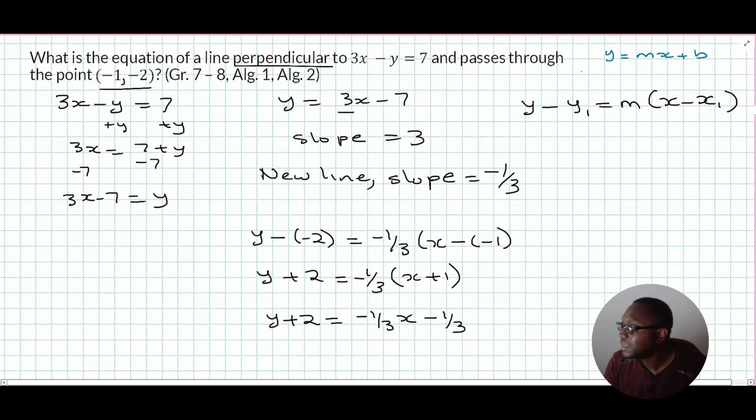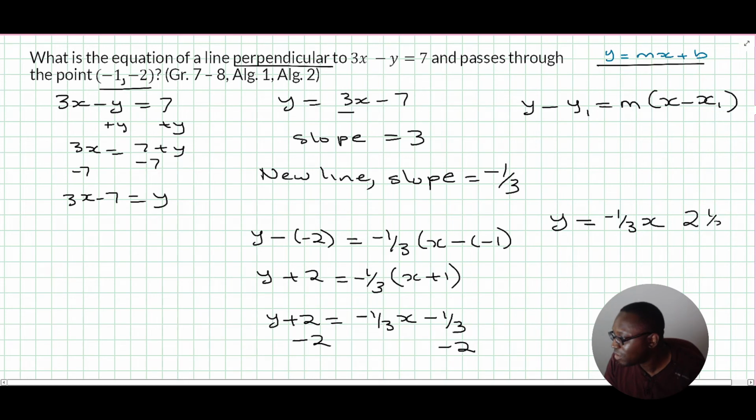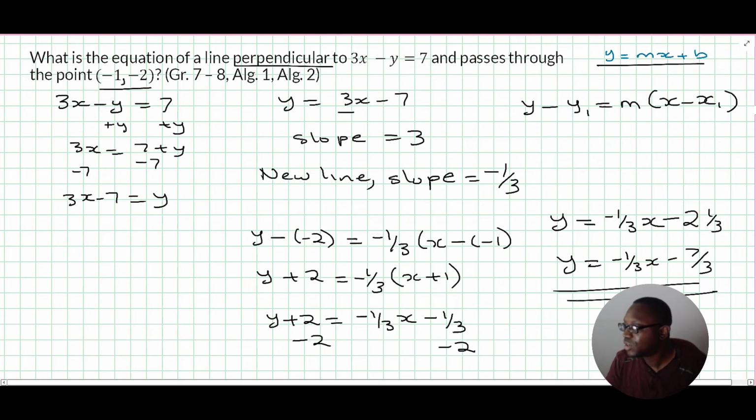Now we want to write it in this form here. So we're going to subtract 2 from both sides. Therefore, y equals -1/3 x minus 2 minus 1/3. When you have the same sign on the numbers, you add them together. That gives me 2 1/3, and then we keep the sign. So we can write it in this form, or in this form, -1/3 x minus 7/3. This is the equation of the line that is perpendicular to this line.